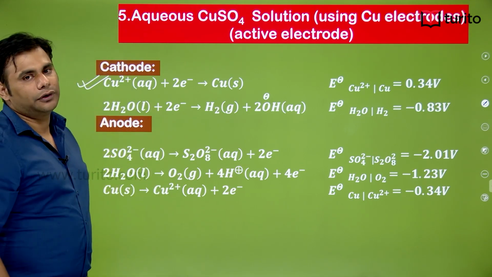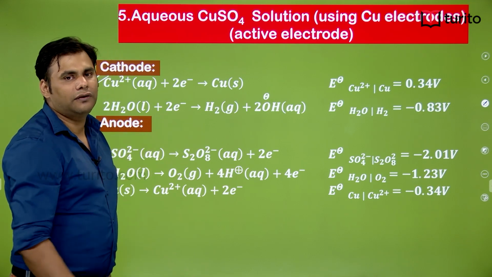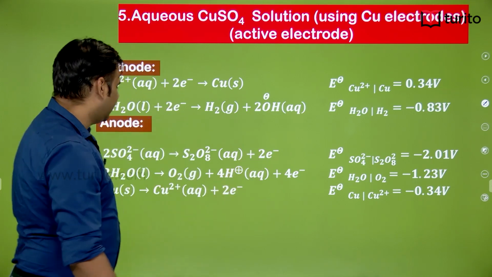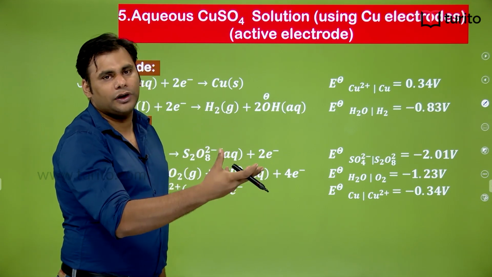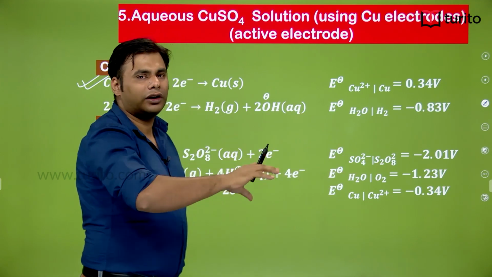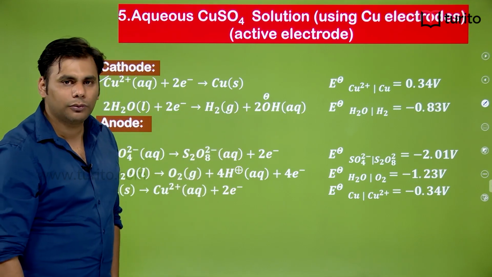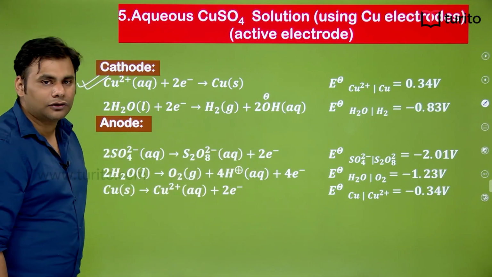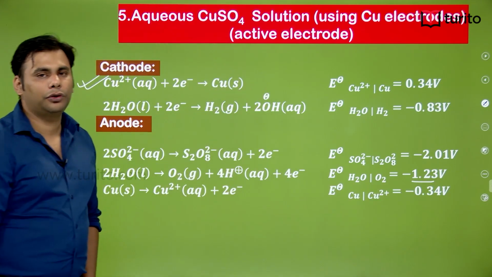Now let us look at the anode. At anode, we know that sulfate ion would migrate and it can oxidize to give tetrathionate ion, the oxidation potential of which is minus 2.01. Similarly, OH negative, since the solution is aqueous, so water breaking into H plus and OH negative, would go to the anode and evolve O2. But we will not consider OH negative, we will consider water as a whole because the amount of OH negative in solution would be less. So water would undergo oxidation and would give us O2. The oxidation potential of this is minus 1.23.